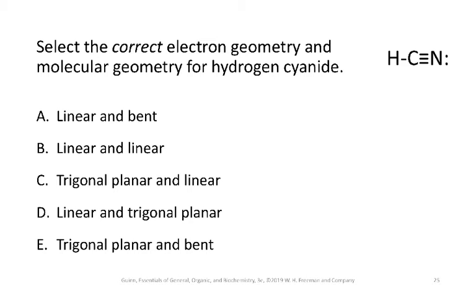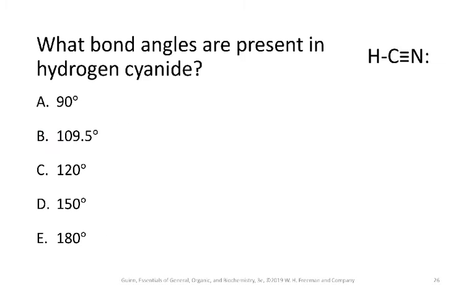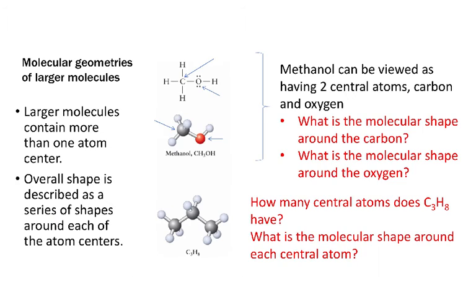We just did this one. Hopefully you got it. Select the correct electron geometry and molecular geometry for hydrogen cyanide. All right, yeah, we know that one. Linear and angle, 180 degrees.